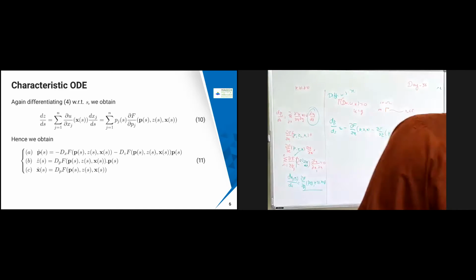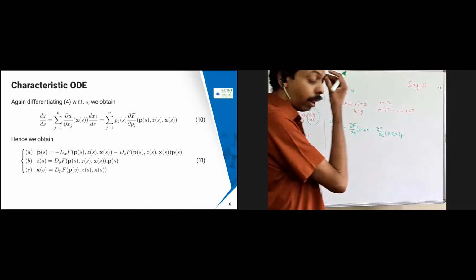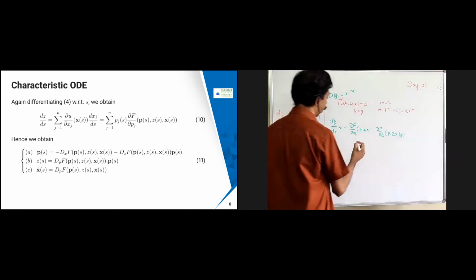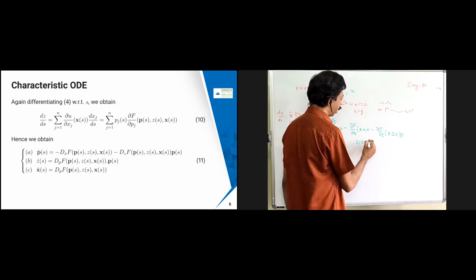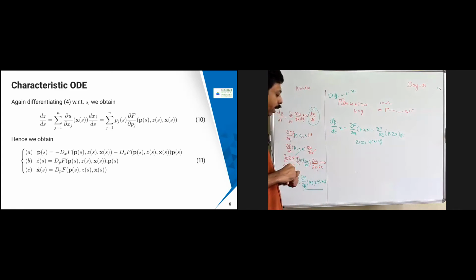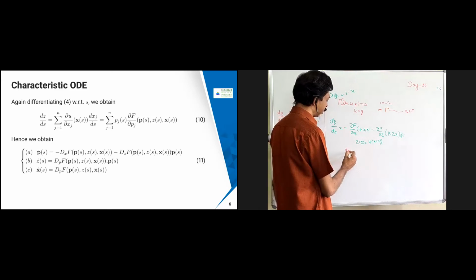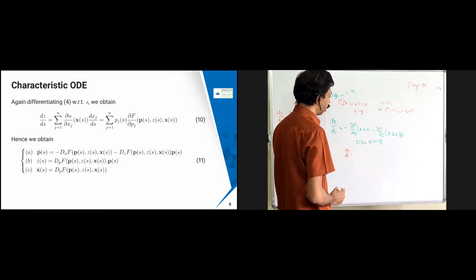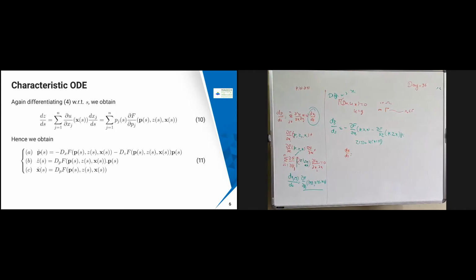So now differentiating z of s. z of s is nothing but u of x of s. If you differentiate that with respect to s, then what I am going to get is dz by ds. First I differentiate with respect to x, and then I differentiate with respect to s.